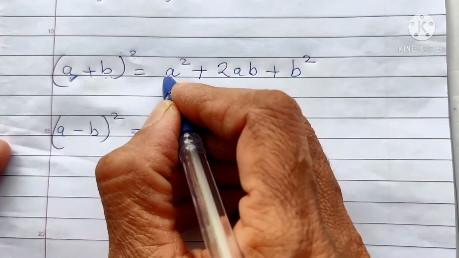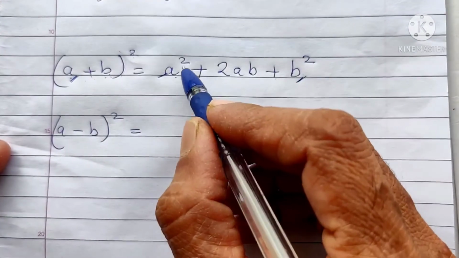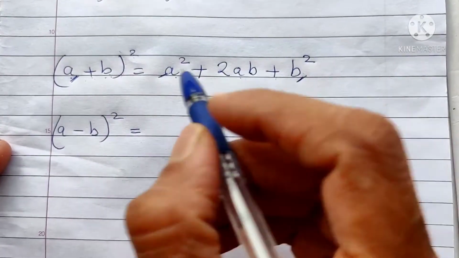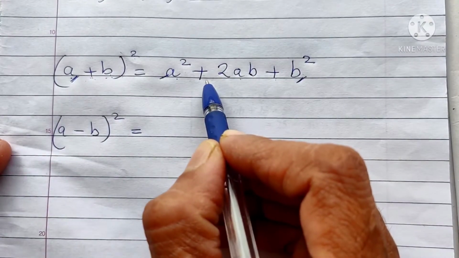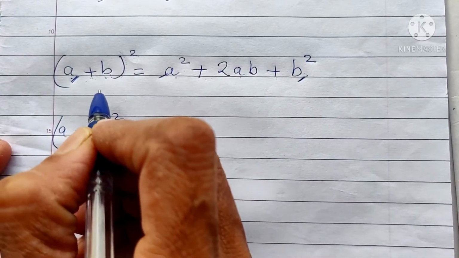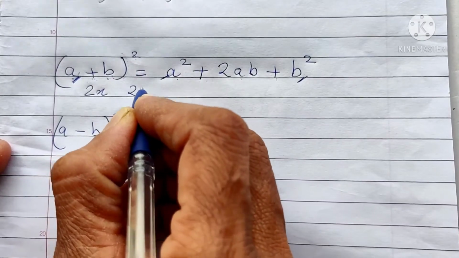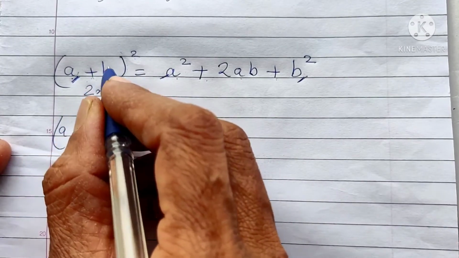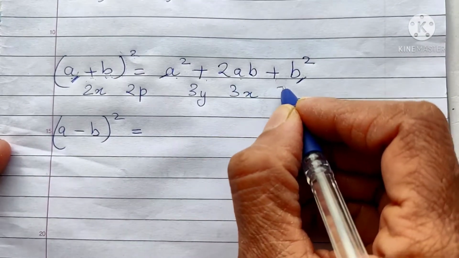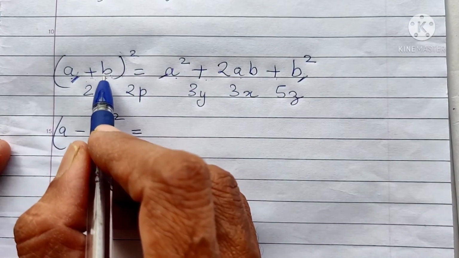Now always remember that your first term and the last term will always have a plus sign. The reason being it is a square. Squares are always positive, okay, and the middle term, since there's a plus sign, you have a plus here. Now this a or b, they are variables and they can hold any value. So your a could be something like 2x, or it could be 2p, it could be anything. Similarly, the b value can be 3y or 3x or 5z, anything it could be, right?